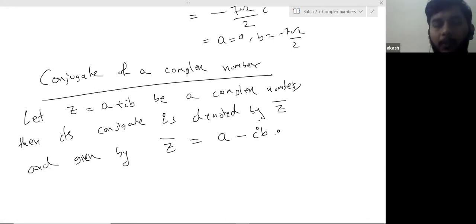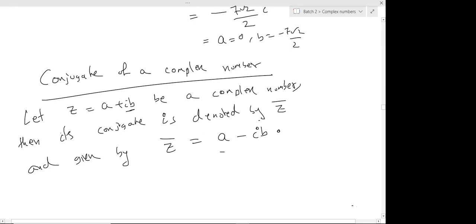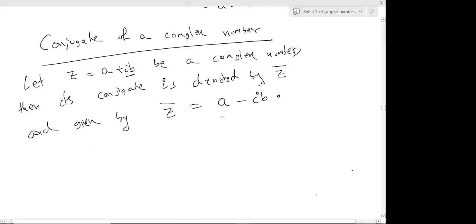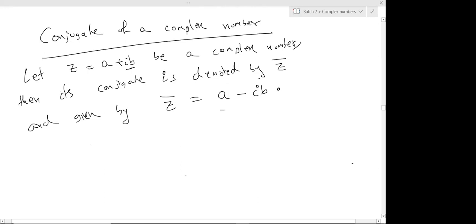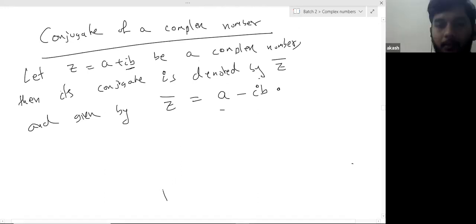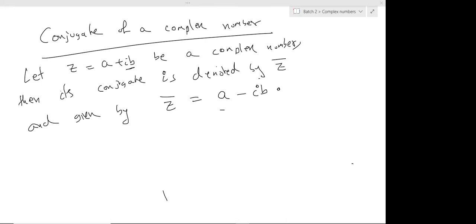See, the conjugate of a complex number is very, very simple. You just have to change the sign of the imaginary part. All right. Here it is plus ib. In conjugate, you have to write minus ib. Clear? Yes, sir. Everyone is clear? Peer? Peer is not responding. Mazia, Alvia? Yes, sir, clear. All right.